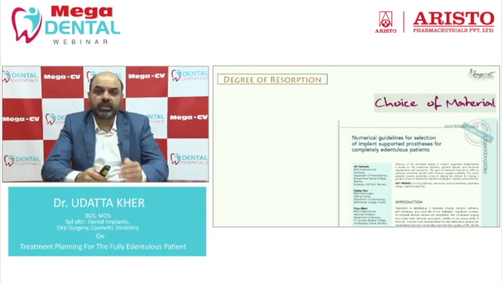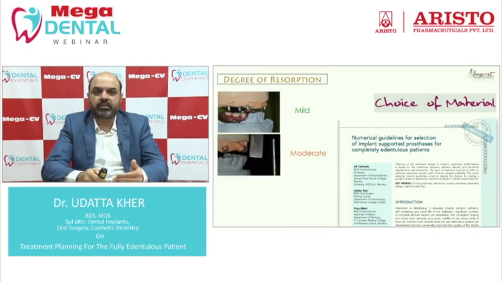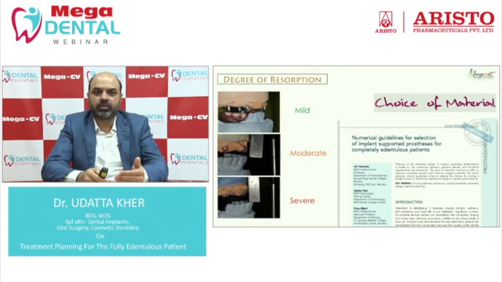Coming to choosing the right type of material, there is one factor that will help us in deciding what is the best material to be used for that particular patient. The decision would typically depend on the amount of alveolar bone loss that has occurred. And depending upon the amount of resorption, we can classify that into mild, moderate or severe. So you can see that in the first scenario there is a mild amount of resorption, then there is moderate, and there is a severe amount of resorption.